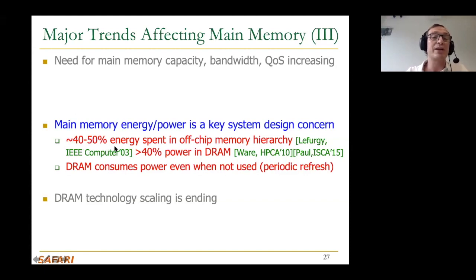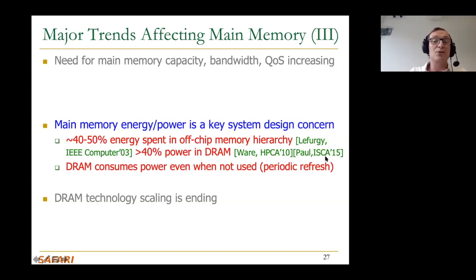So basically, a good chunk of the energy was spent on the off-chip memory hierarchy as early as 2003. Okay, fast forward about 7 years later, these folks analyzed, I believe, IBM's Power 7 or Power 8 systems. I think it has to be Power 7 if you look at the date over here. And they found out more than 40% of the system power, again on the big iron system, is spent on DRAM, just DRAM, which is interesting, right? So now DRAM is consuming an ever increasing part of the power.